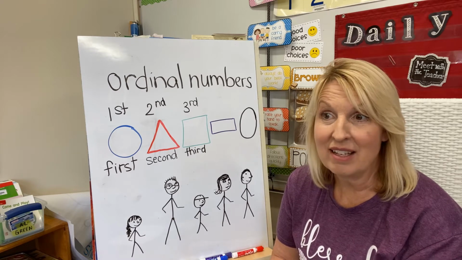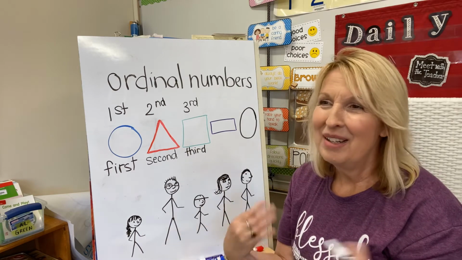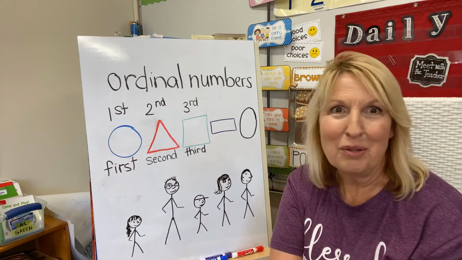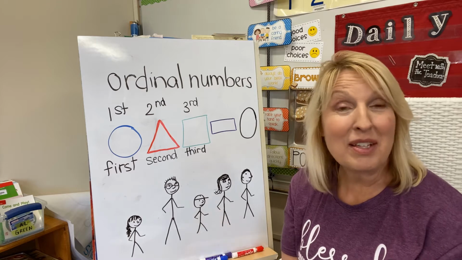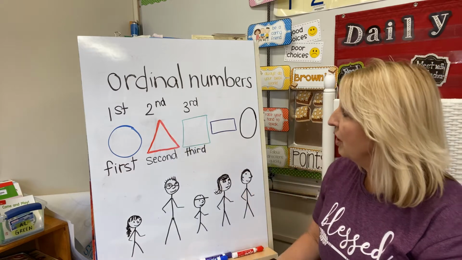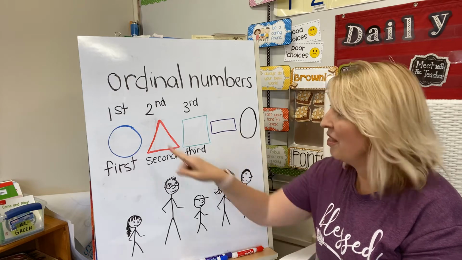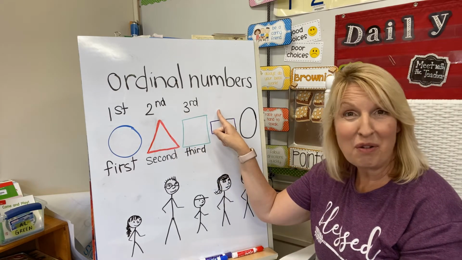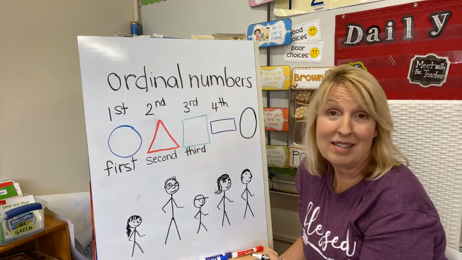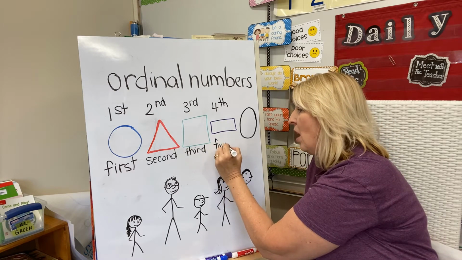Sometimes your teacher might say things like, the first thing we're going to do is cut out our paper or whatever we're working on. Next, or second, we're going to glue these things together, right? So you hear these words a lot when your teacher's talking and giving you directions. So first, second, third, and then our rectangle would be fourth. 1, 2, 3, 4. It's the fourth shape in the row, and we can write it FOURTH.